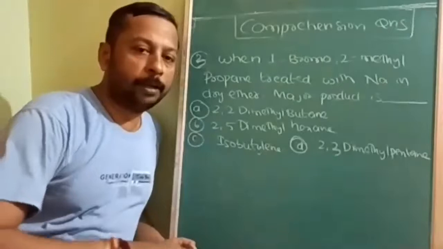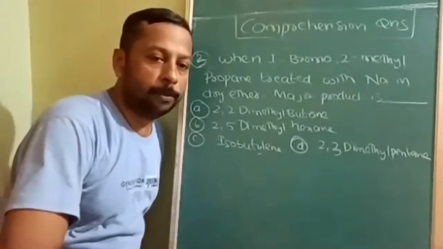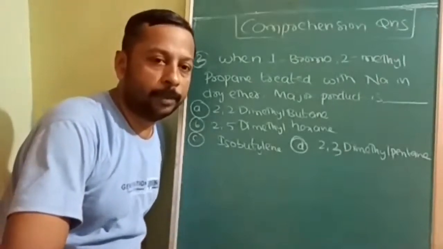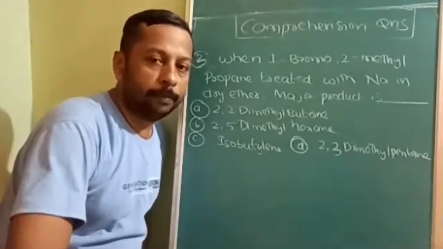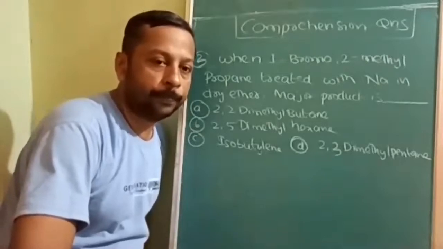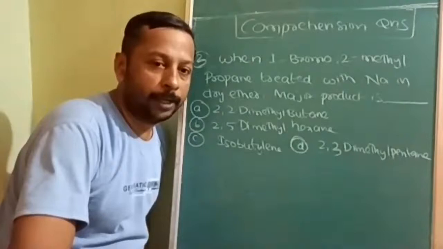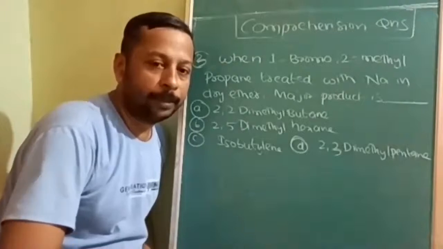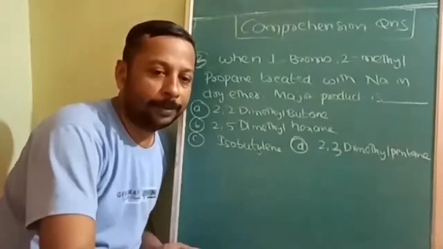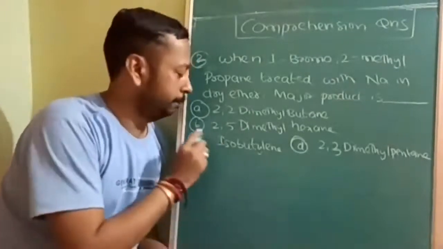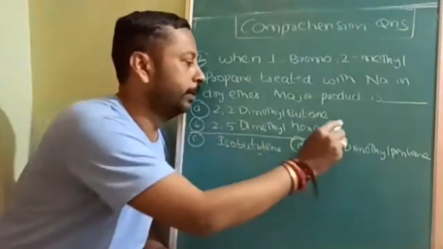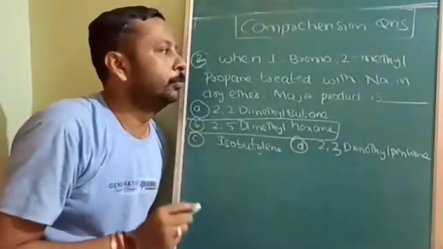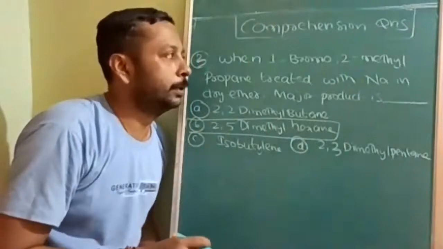When 1-bromo-2-methyl propane is treated with sodium in dry ether, the major product is: option A, 2,2-dimethyl butane; 2,5-dimethyl hexane; isobutylene; and 2,3-dimethyl pentane. The answer to this question is B, 2,5-dimethyl hexane. Is it understood?